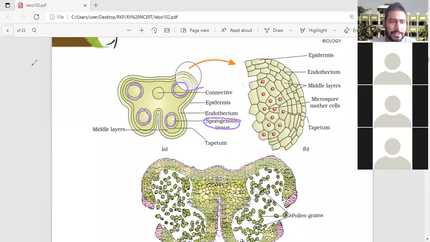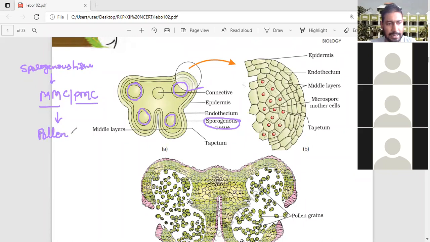I'm writing here, just try to understand. Firstly, it will be the sporogenous tissue, and this sporogenous tissue, what will they form? They will form the MMC or PMC, microspore mother cell or pollen mother cell. They are going to form the pollen grain. Okay, now sporogenous tissues and MMC, microspore mother cell or pollen mother cell, they will form the pollen grain.